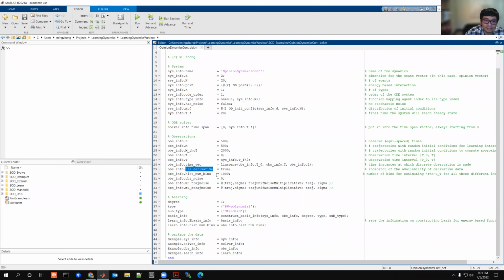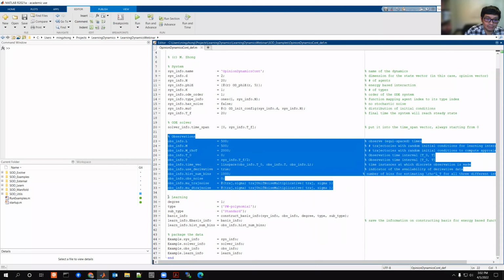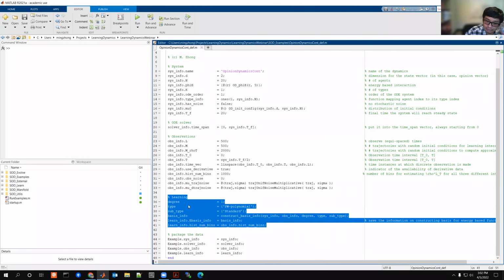This indicates whether you want to also obtain the derivative of your observation data. If not, we would just approximate it using certain finite difference schemes. And whether you want to add observation noise, you can add noise. We allow you to add noise to the observation data and also to the derivative of the observation data. So that's for generating the observation data, and then you have the learning.